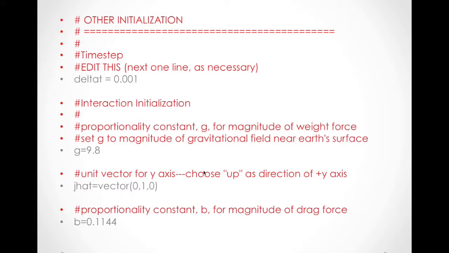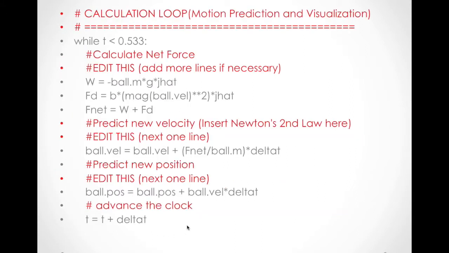The other initializations, I used a very small delta t so it can give us a very accurate calculation. And then I specified g equals 9.8, because here we're on Earth. And j hat just specifies the direction of the y-axis, and down here is b equals 0.1144. That is the constant that I found using trial and error.